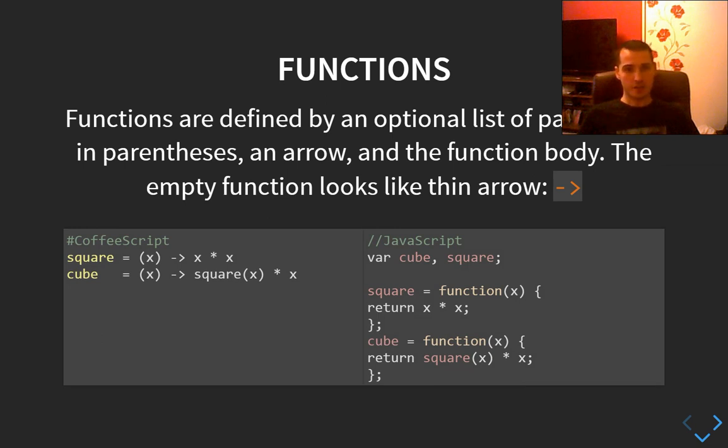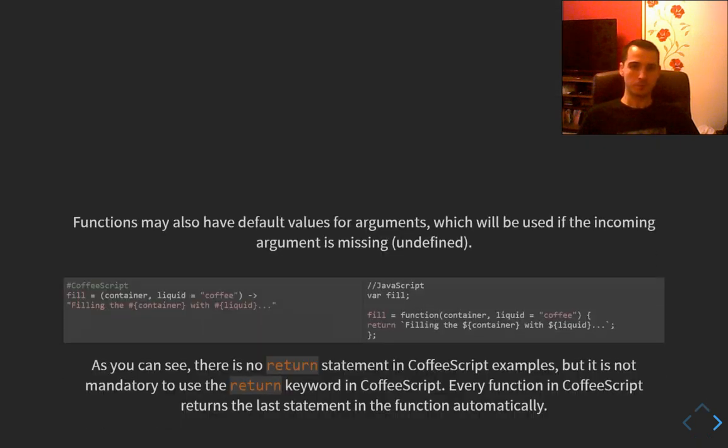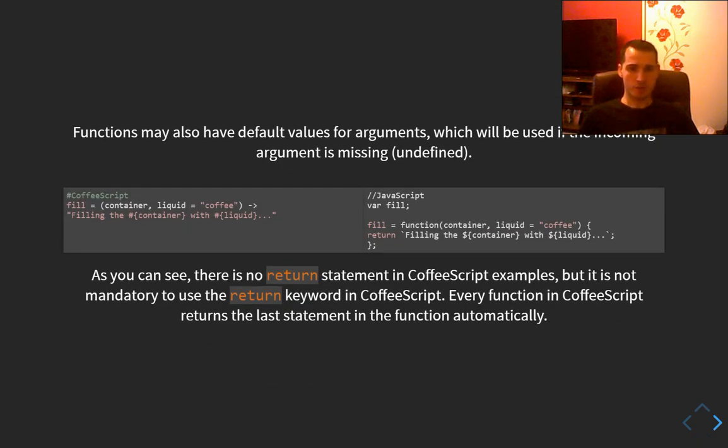Functions. Functions are defined by an optional list of parameters in parentheses, an arrow, and the function body. The empty function looks like a thin arrow. Functions may also have default values for arguments, which will be used if the incoming argument is missing, undefined.